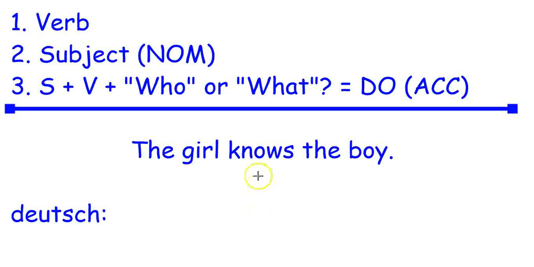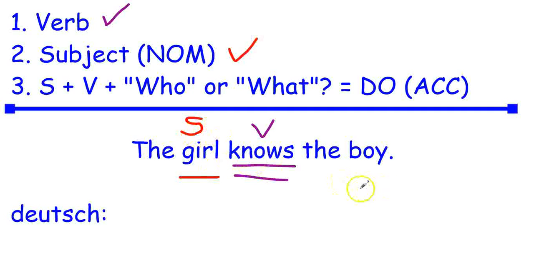So, how do we figure out the direct object? Let me walk you through this. My steps that I like to use are as follows. First, find the verb in the sentence. In this English sentence, I have the girl knows the boy. The verb is knows. The next thing I ask myself is, what is the subject? To find the subject, I ask myself, who or what plus the verb. So who or what knows? The girl. Therefore, the girl is the subject of the sentence.